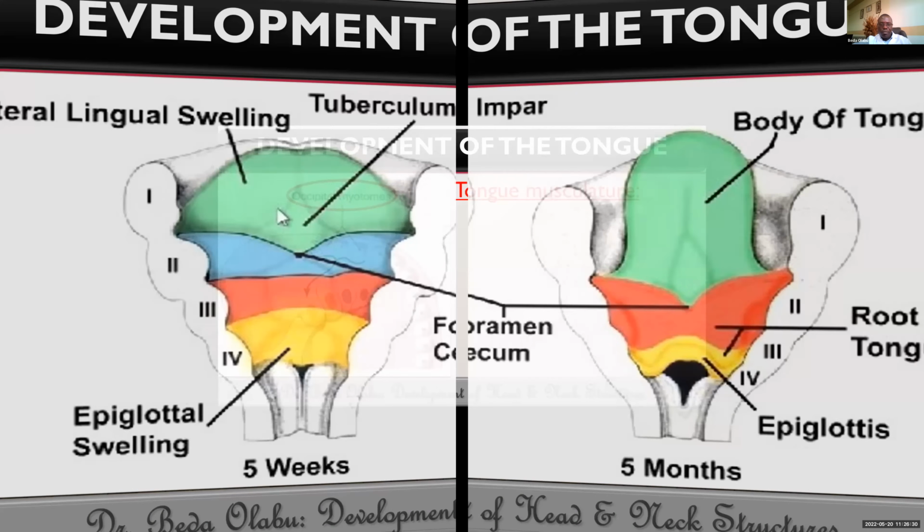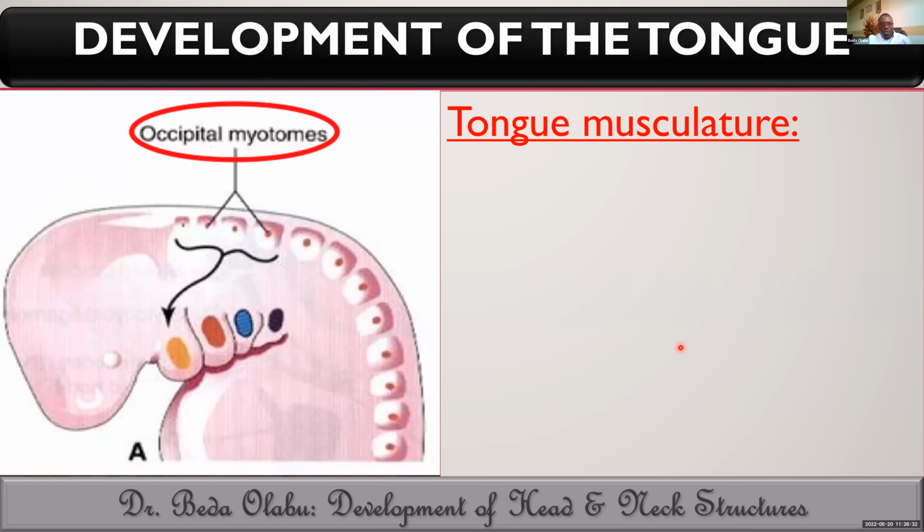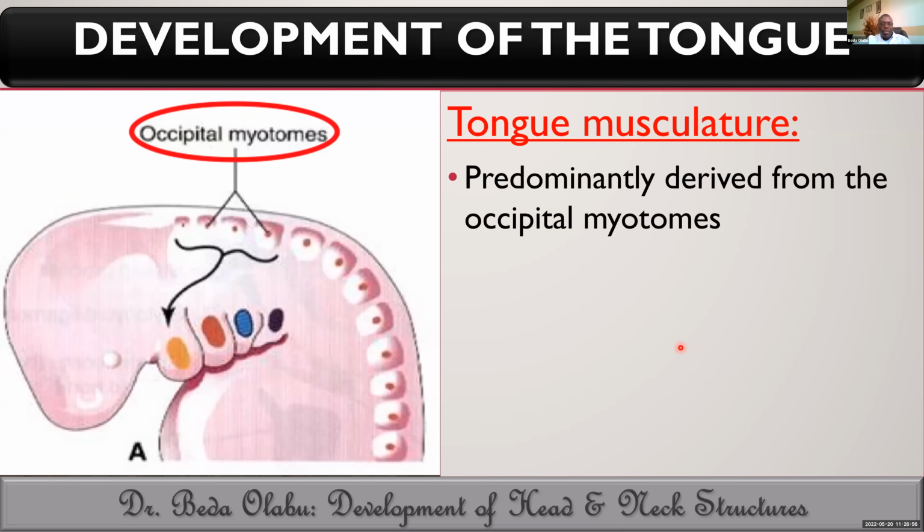Now we've accounted for the mucosa of the tongue, on the surface of the tongue. How about the muscles of the tongue? Where are the muscles of the tongue coming from? The muscles of the tongue have a different embryonic origin. While the mucosa of the tongue came from those swellings that we talked about, the musculature of the tongue is predominantly derived from myotomes in the occipital region.